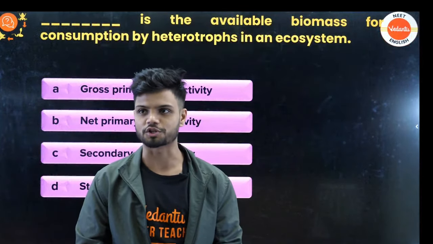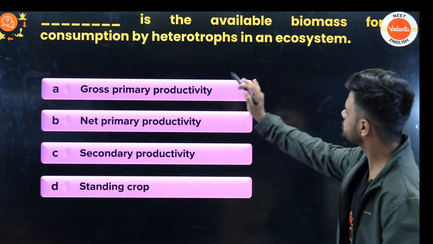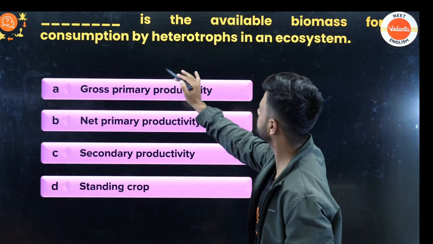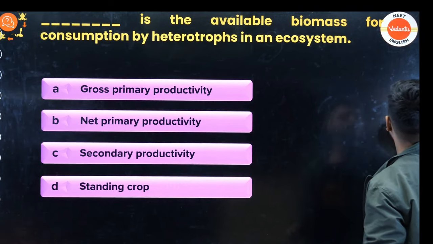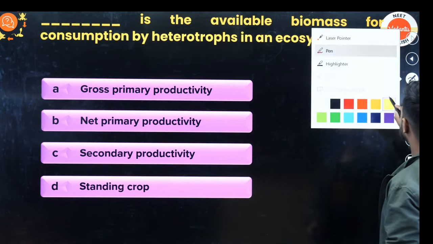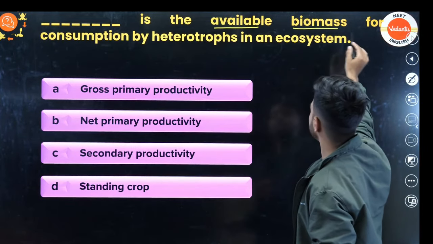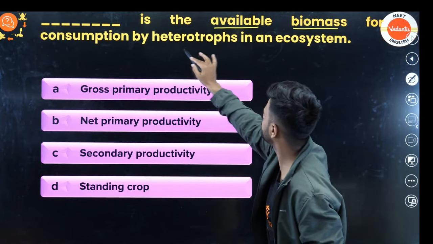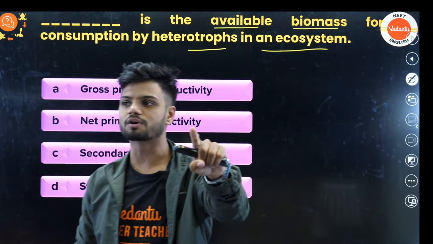While we wait for everyone to join, I will give you a simple question. What is the question? Dash is the available biomass for consumption by heterotrophs in an ecosystem. Quickly, let's see how many of you can answer this question. Students, if you know the answer, you can like the video right now.